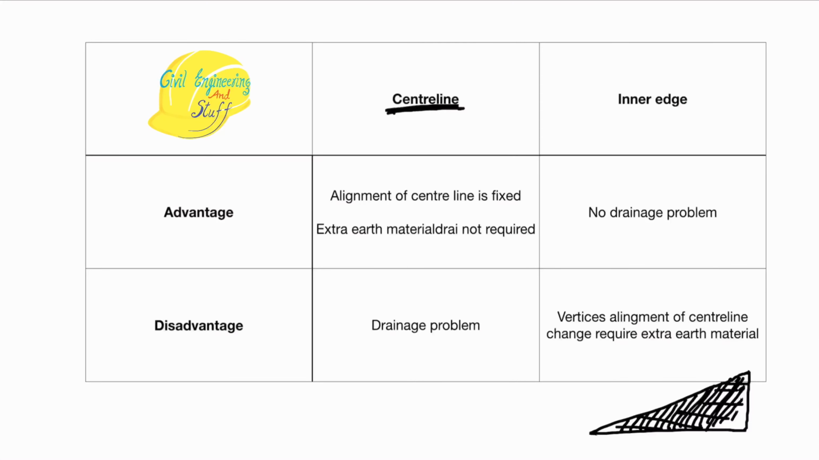While if we rotate the road along the center line, the road material will be excavated, and this excavated material can be used to fill this part of the road. So the requirement of extra filling material is either negligible or there is no requirement of material. The disadvantage is that a drainage problem occurs when we are constructing or rotating the road along the center line.